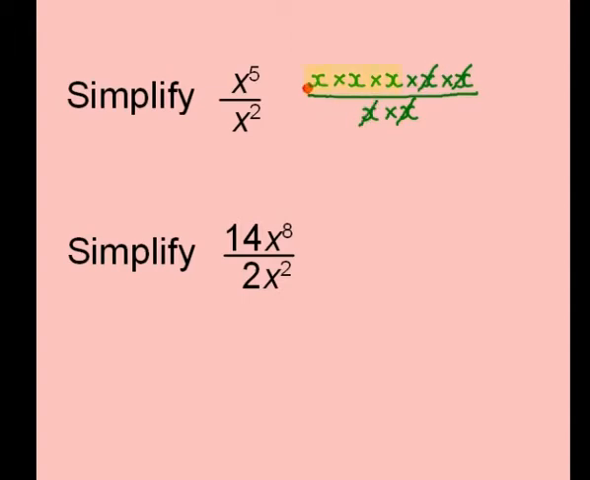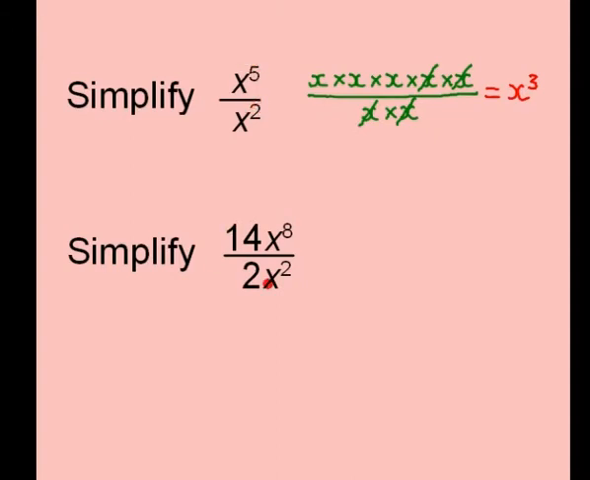This leaves me with just this part here, which is x cubed. I'm sure you've all noticed that 5 take away 2 gives me this 3. And of course this works because division is the exact opposite of multiplication. When we multiplied, we added the powers, so when we divide, we subtract the powers.